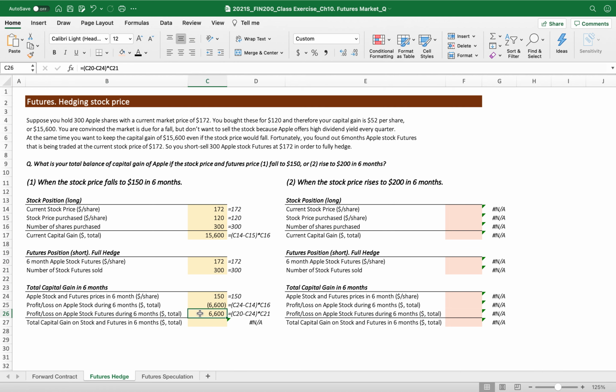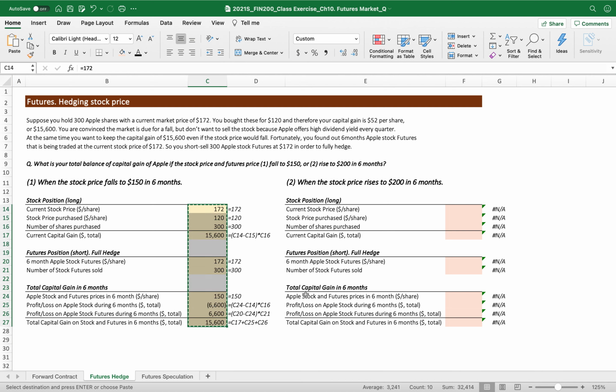So the total capital gain, how do you get it? You had 15,600 before this short selling position. And then after that, you lost $6,600 on stocks, but you got the futures profit of 6,600. So you can still maintain 15,600. Okay, you guys understood?